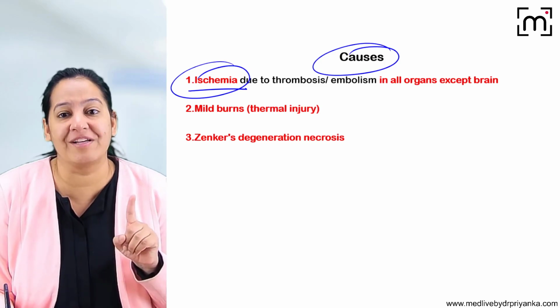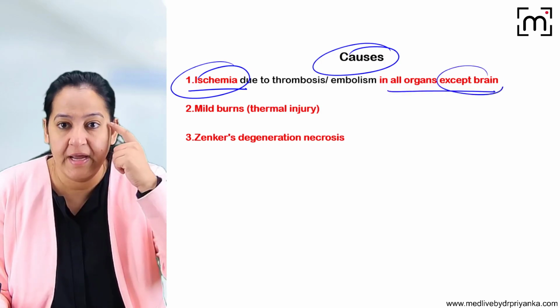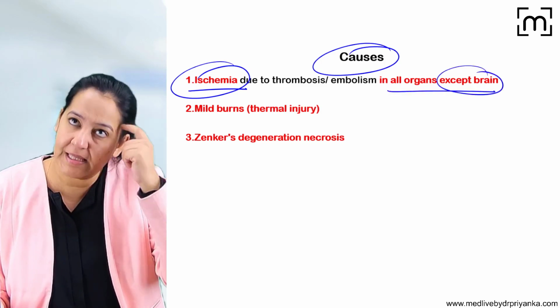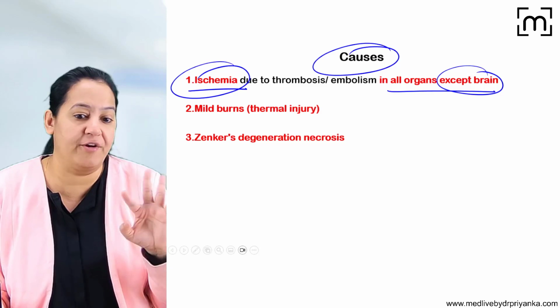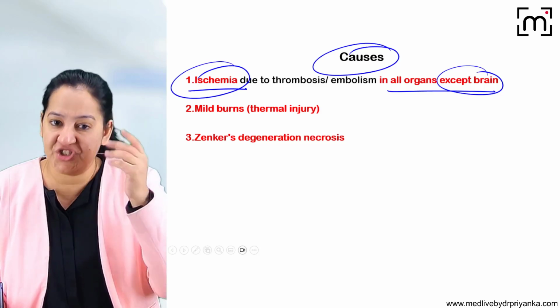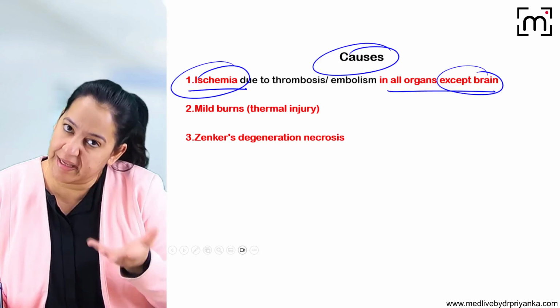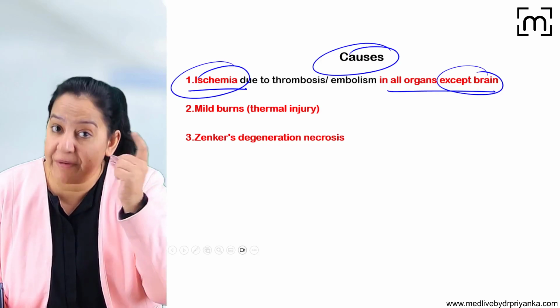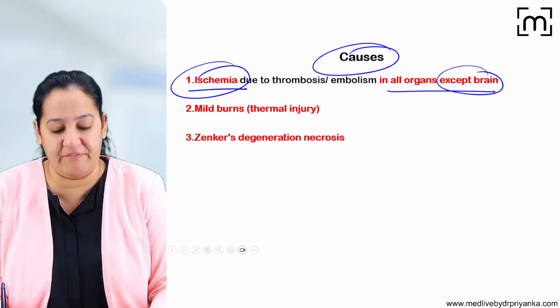So ischemia of all organs leads to coagulative necrosis, but there is an exception: brain. If the brain does not get blood, the cells of the brain also die, but not because of coagulative necrosis. It will be because of liquefactive necrosis, the second one. So ischemia of all organs leads to coagulative necrosis, but ischemia of the brain leads to liquefactive necrosis.